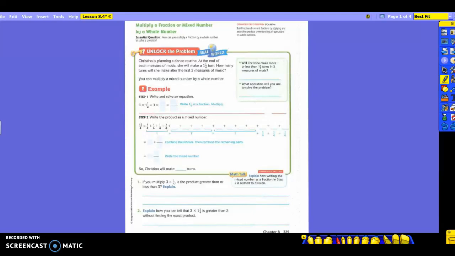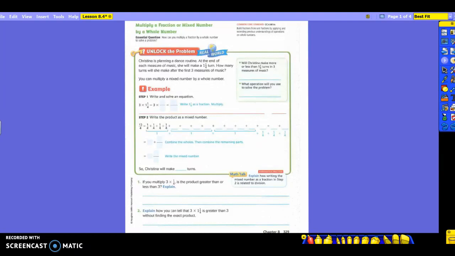Okay, we're going to multiply a fraction or a mixed number by a whole number. So kind of adding some things to what we've already done. Let's read the problem. Christina is planning a dance routine. At the end of each measure of music, she will make 1 1/4 turn. How many turns will she make after the first 3 measures of music?